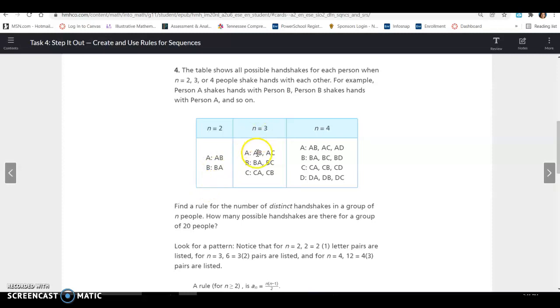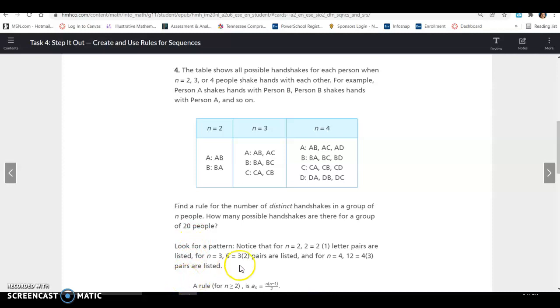So for three people, you've got 2, 4, 6. And for four people, you've got 3, 6, 9, 12. So we got 2, 6, and 12. So it says find a rule for the number of distinct handshakes in a group of n people. How many possible handshakes are there for a group of 20 people?